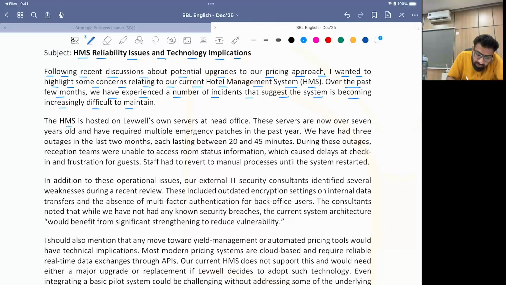The HMS, the hotel management system, is hosted on own servers. Now that's bad. You must be going to someone external, those who are quality, and in this world everyone is doing it externalized. In fact, your data is on Google Drive, guys. You do not own Google, right?